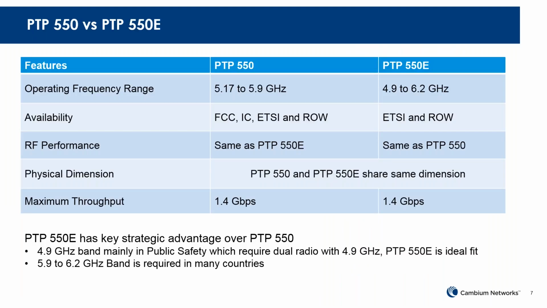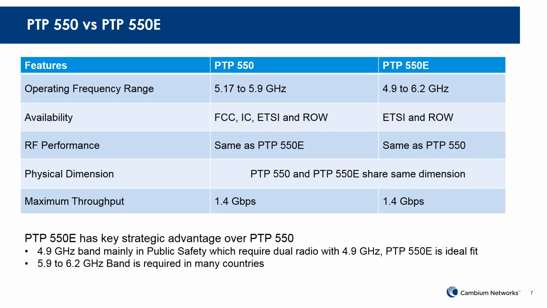For people who are familiar with the 550, it's been there for about 2 years now. The key difference between 550 and 550E is the operating frequency range. The 550 starts around 5.15 gigahertz to 5.9, whereas the PTP 550E starts from 4.9 to 6.2 gigahertz. The 550 is available in all regions, which is FCC, IC, EU, and ROW SKUs, whereas 550E is only available in EU and ROW, which means it will not be available in the US and Canada. One of the key reasons for this has to do with regulatory type approvals that go along with these changes, and the 550E does not support that.